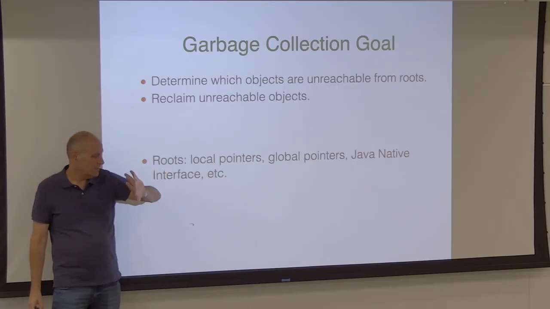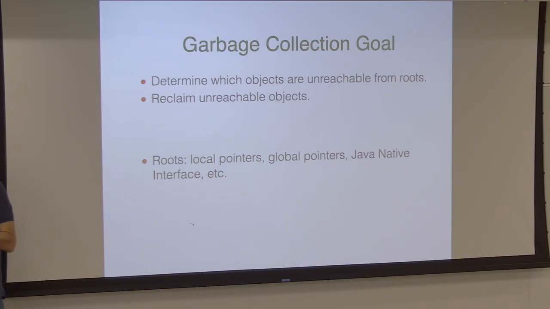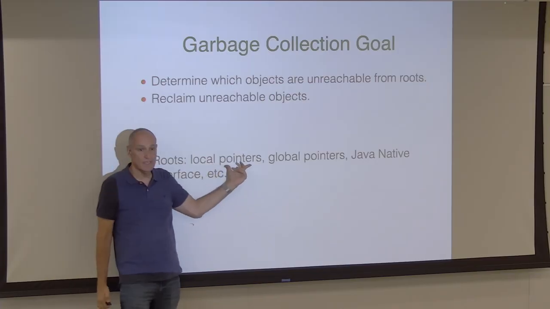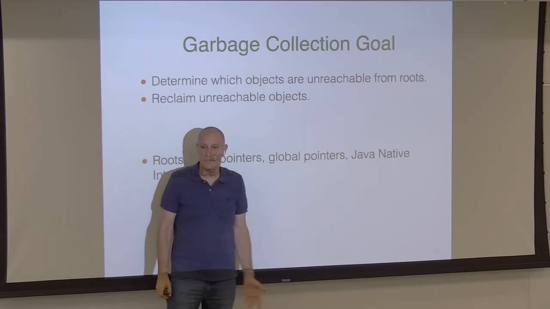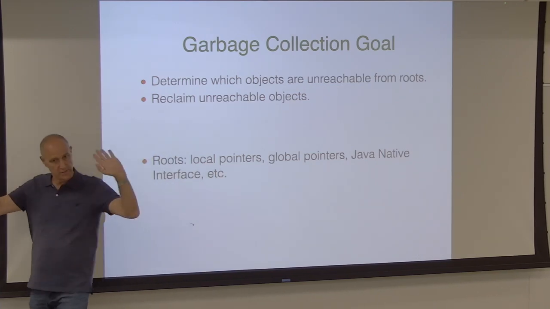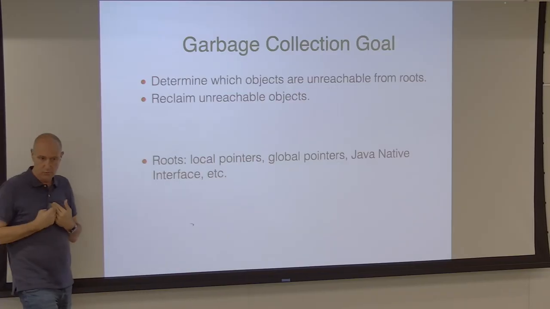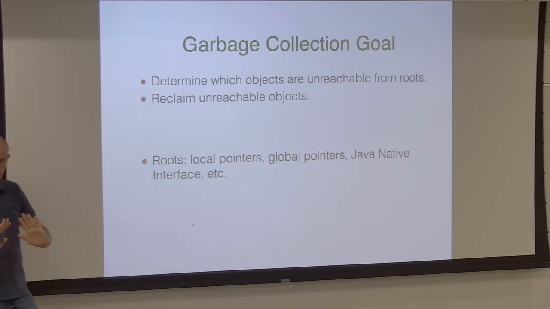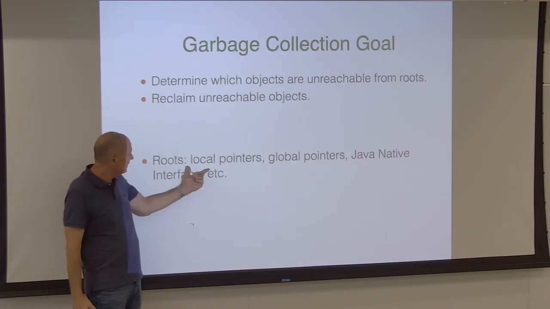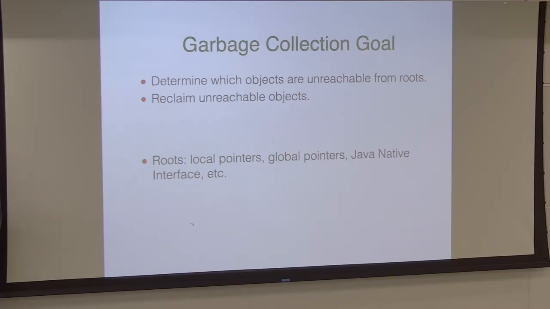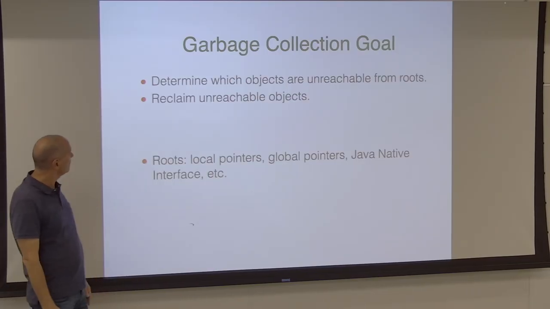And the roots, we said, are kind of an input we get from the language or from the compiler. For Java, they could be local pointers, global pointers, all kinds of connections with other languages. We don't care. This is like an input to our world. We just get the roots from the compiler, from the language definition, from wherever. We know the roots in some manner. And what we have to do is determine which objects are unreachable from the roots. We consider them dead or reclaimable, and we need to reclaim them. This is the goal.